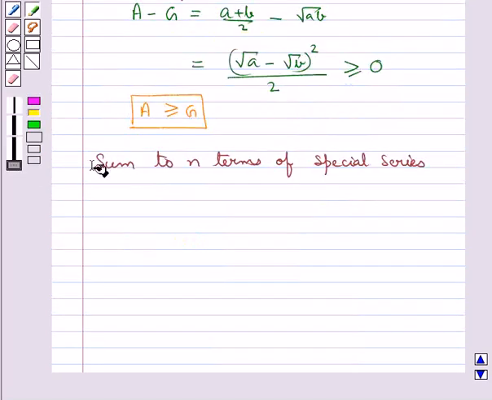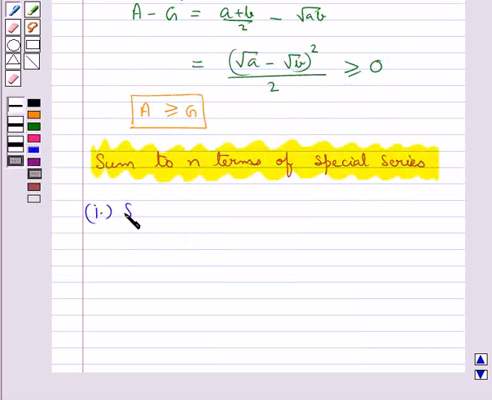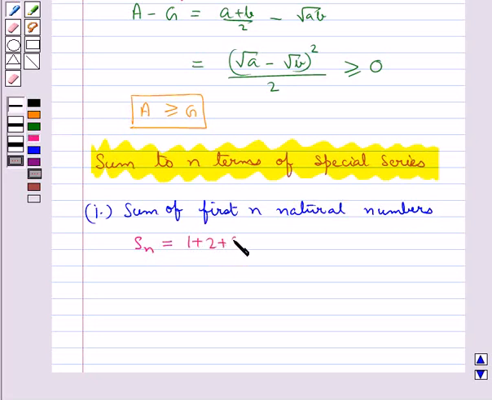Now let's discuss sum to n terms of special series. First let's find out the sum of first n natural numbers. Let it be denoted by Sn, that is Sn is equal to 1 plus 2 plus 3 and so on up to n. So this sum Sn is equal to n into n plus 1 upon 2.